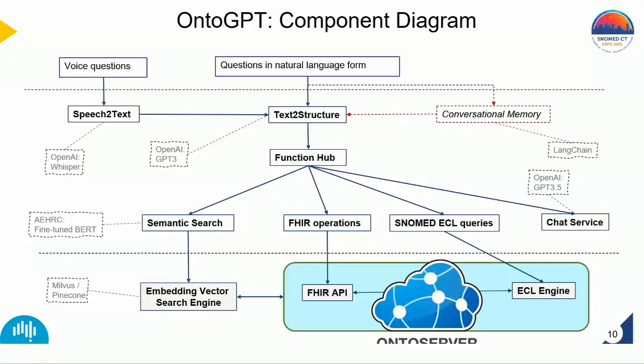The function hub component then dispatches the translated command to one of four modules: semantic search, FHIR operation, SNOMED ECL queries, or chat service. The Onto server backend comprises a semantic search engine, FHIR API, and ECL engine.